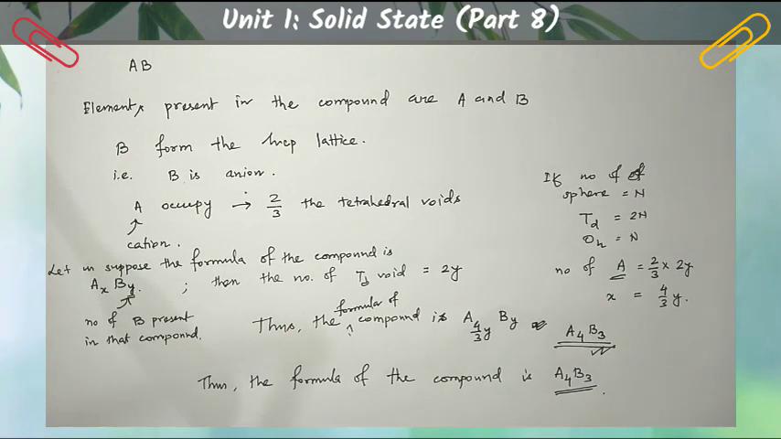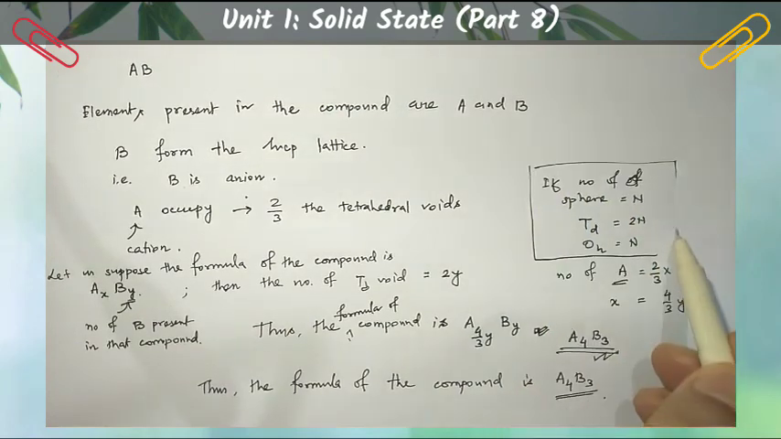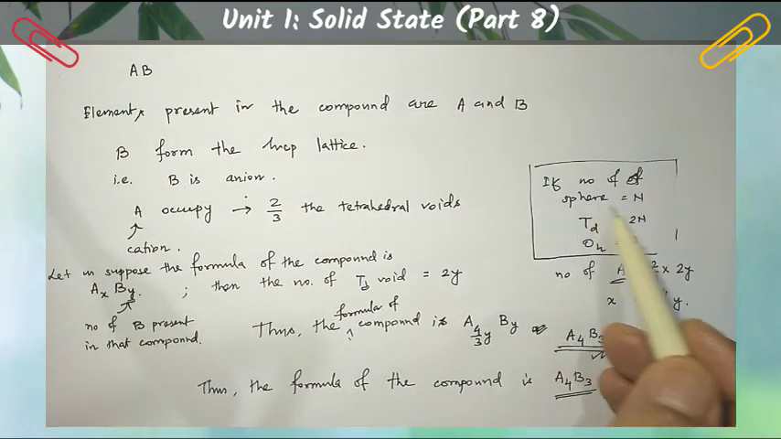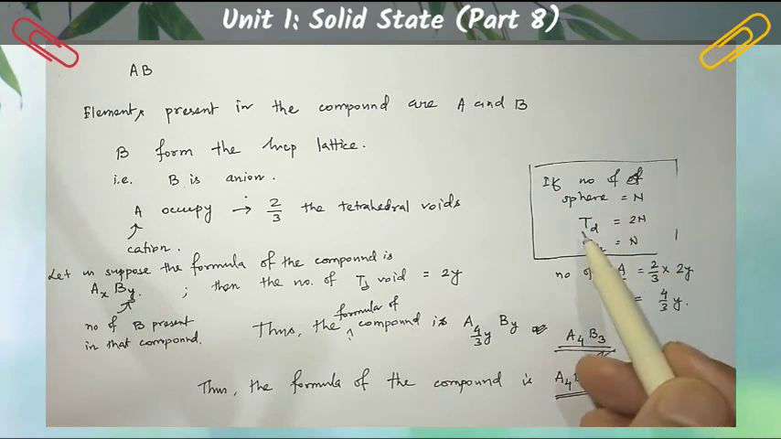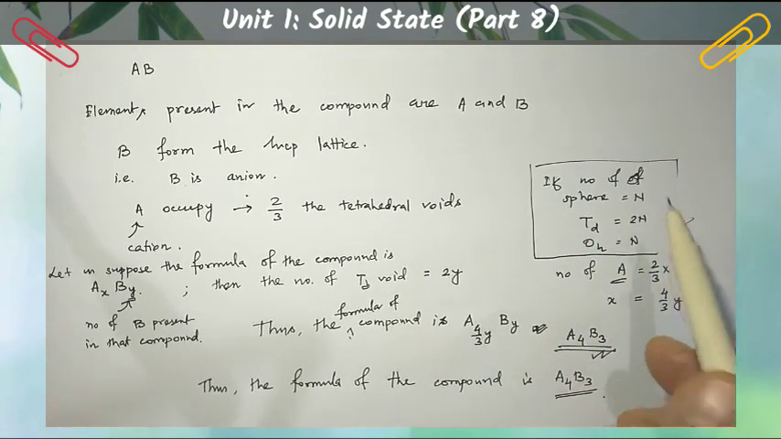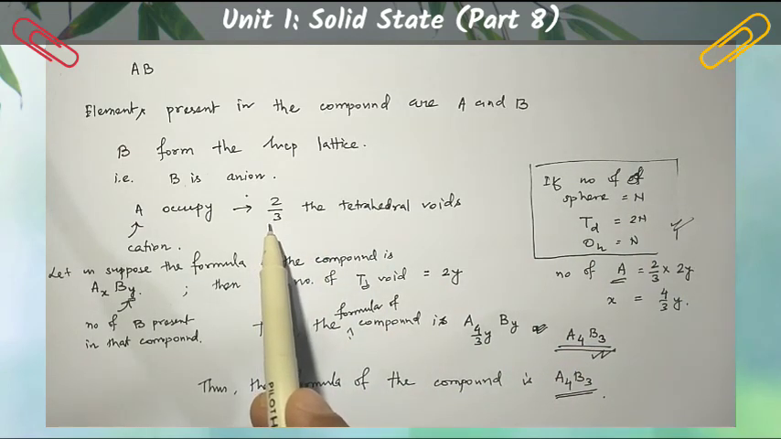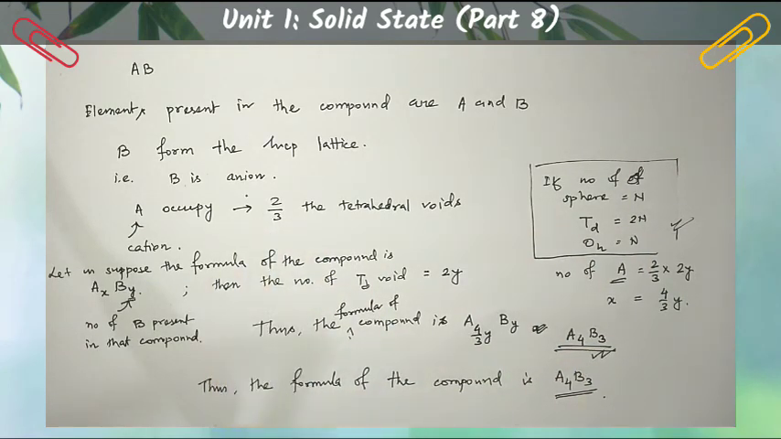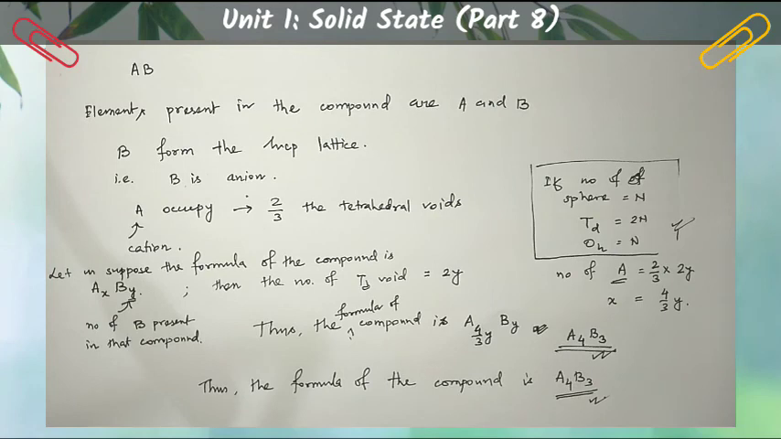So hope you understand. In the above two examples, 1.1 and 1.2, we used this concept: if the number of spheres which form the packing structure is equal to n, then the number of tetrahedral voids is twice n, and the number of octahedral voids is n. We just use this concept and also use the information given in the example, and by using this we can easily solve this type of problem.